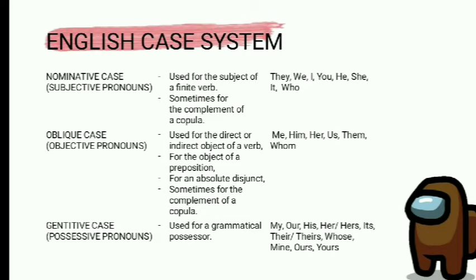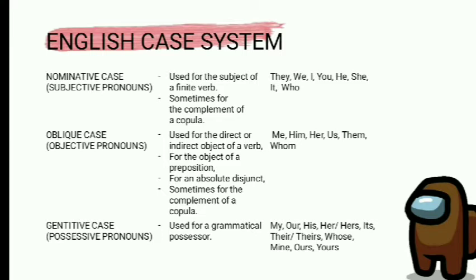English case system. First, nominative case or subjective pronouns is used for the subject of a finite verb, sometimes for the complement of a copula, such as they, we, I, you, he, she, it, and who.